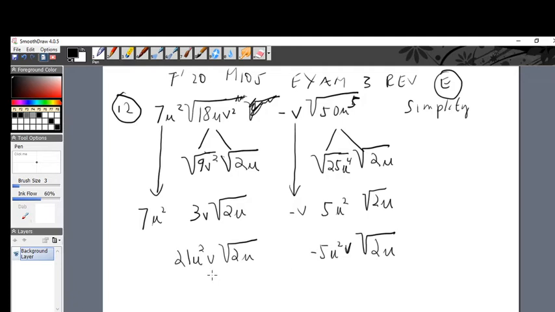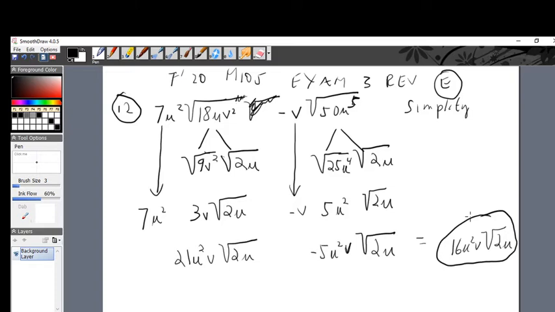Okay, now look at the two bottom lines. 21u squared v, square root of 2u, minus 5u squared v, square root of 2u. These two are like terms. You can combine them, right? You can put them together, square root of 2u, because they're like terms. What about 21 of these and minus 5? They also match. 21 minus 5 of them is going to be 16 of them. So 16u squared v, square root of 2u, and we've got our bottom line answer. The problem is over.